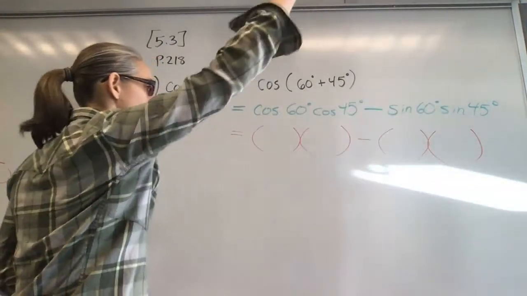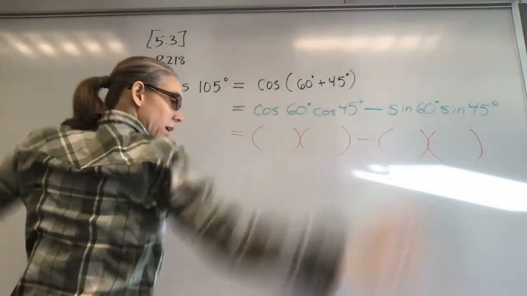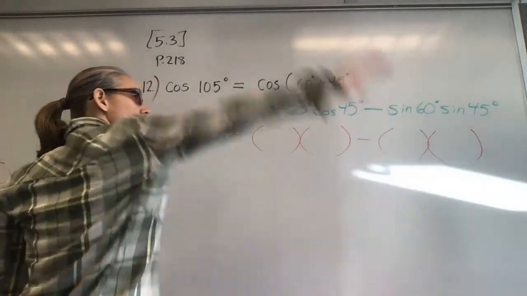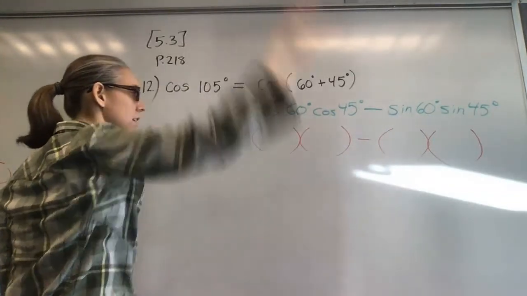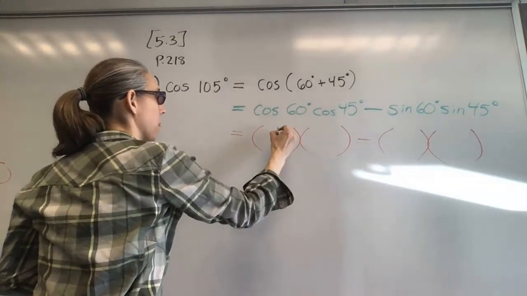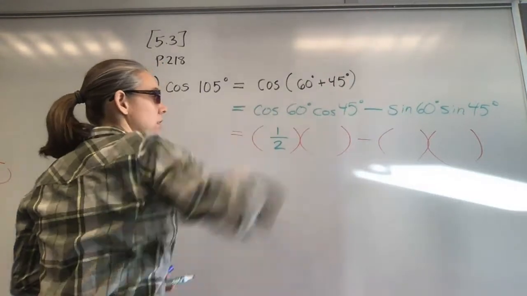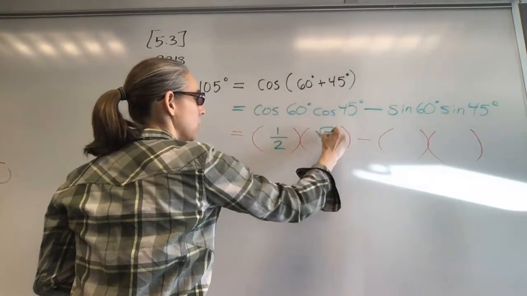Okay, so at 60 degrees, I use my arms to figure out the values. Here's my unit circle right here. Here's my first quadrant right here. 60 degrees is right here, so the cosine is going to be 1/2. 45 degrees is right here, so the cosine is root 2 over 2.